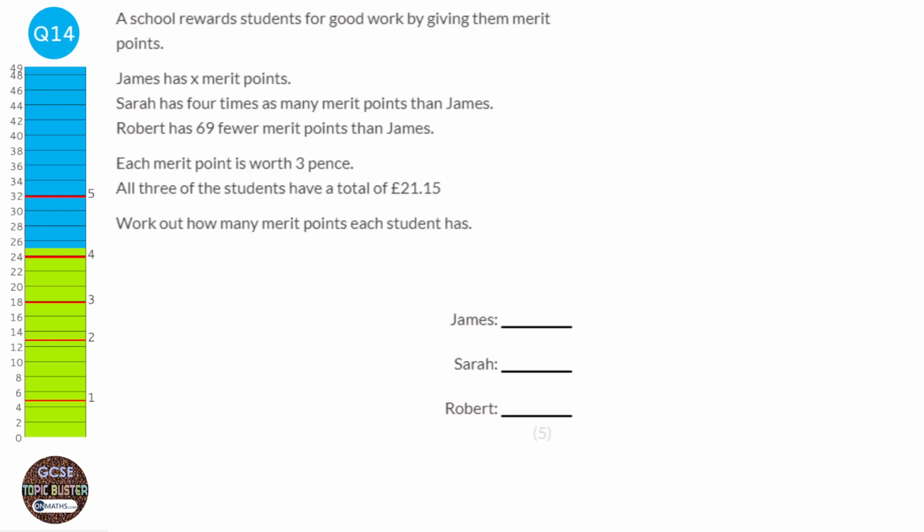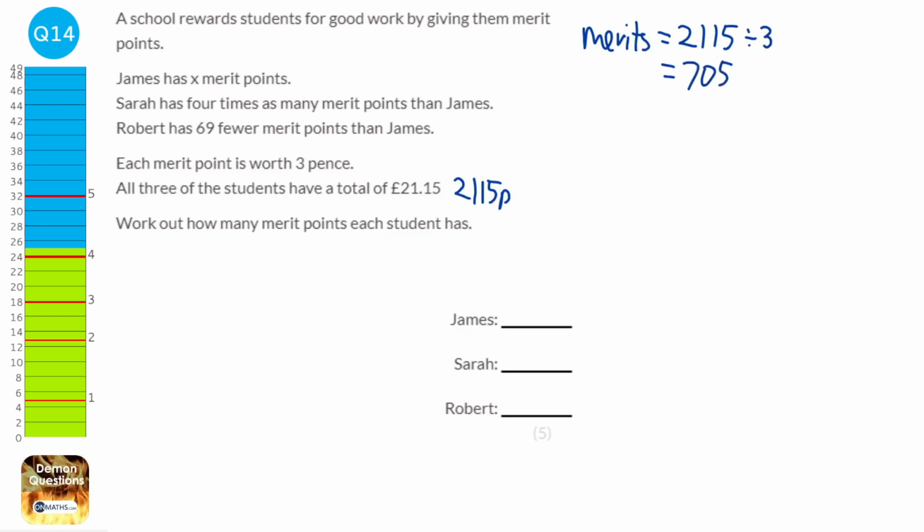There's a lot going on with this question, so I'm going to start off just having a look at the total amount of money. I'm going to do this in pence, so 2,115 pence. And if each merit point is worth 3 pence, then we can work out the amount of merit points by doing 2,115 divided by 3. So that gives us 705. So there's 705 merit points.